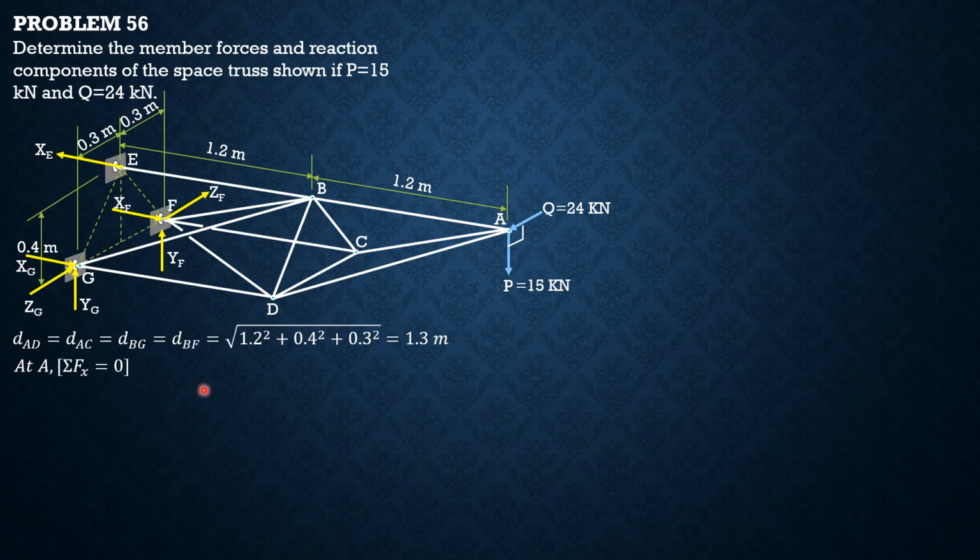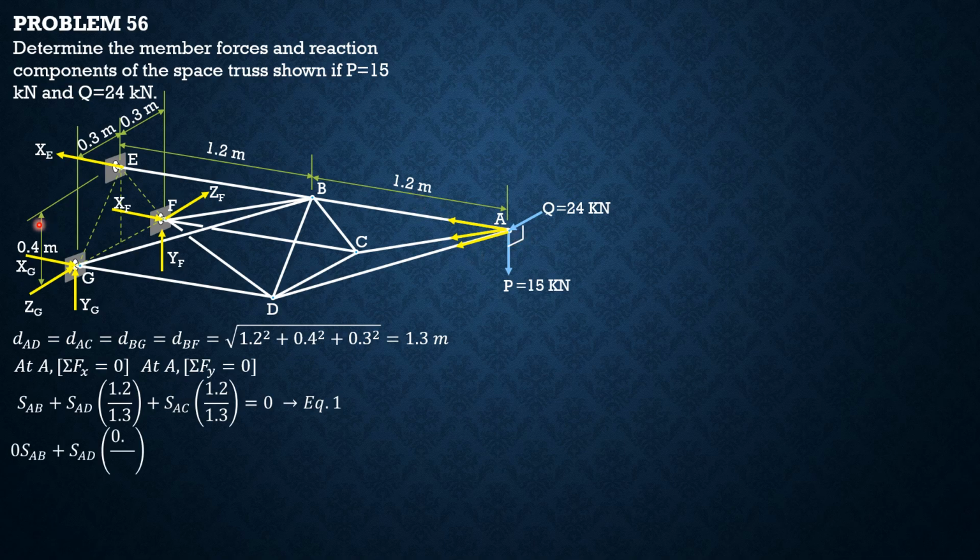Summation forces X, leftward positive. So we begin with SAB, leftward positive, plus SAD times 1.2 over 1.3 plus SAC times 1.2 over 1.3 equals 0. Call that equation 1. Summation forces Y equals 0, downward as positive. So we have SAB plus SAD times 0.4 over 1.3 plus SAC times 0.4 over 1.3 plus 15 equals 0. So equals negative 15, equation 2.